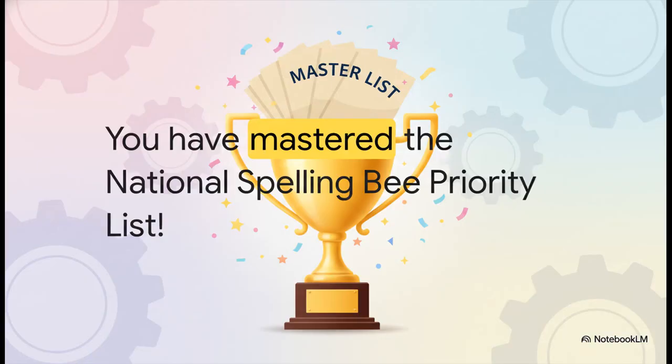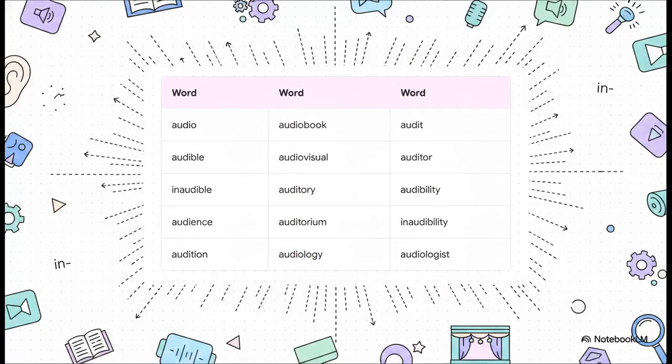And that brings us to our final summary. The National Spelling Bee Priority List, completely mastered. By truly understanding just this one single Latin root, you haven't just memorized a random list of words. You've built a rock-solid, championship-level vocabulary foundation.